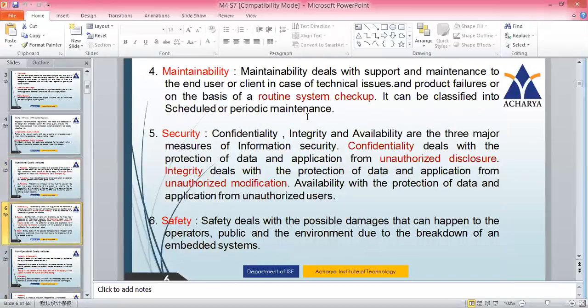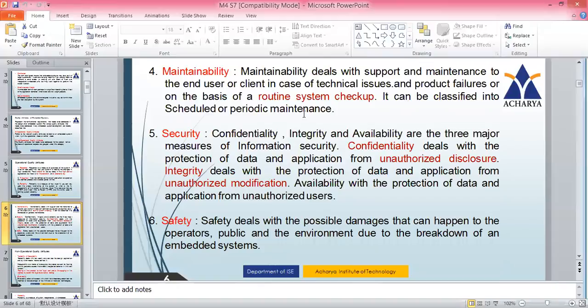Maintainability. What is maintainability? Maintainability deals with support and maintenance to the end user or client in case of technical issues and product failures, or on the basis of a routine system checkup. For example, we use water purifiers. They come for a routine checkup, 6 months, 1 year, like that. It can also be classified into scheduled or periodic maintenance. We are scheduling it, or it could be periodic, automatically every 6 months, 1 year, like that.